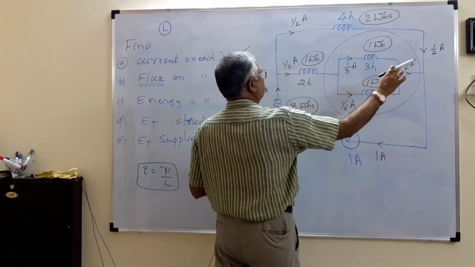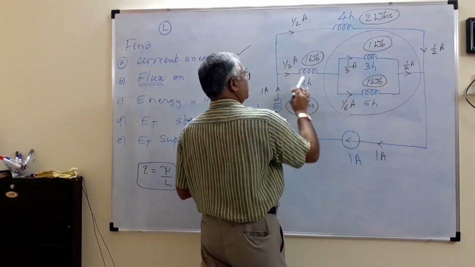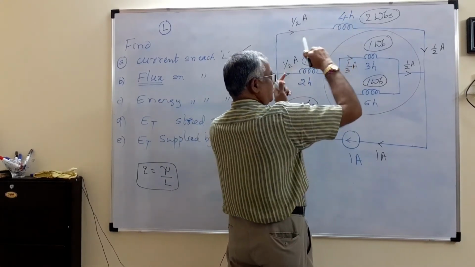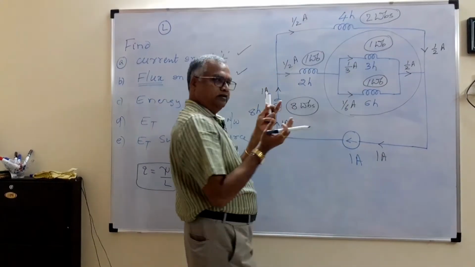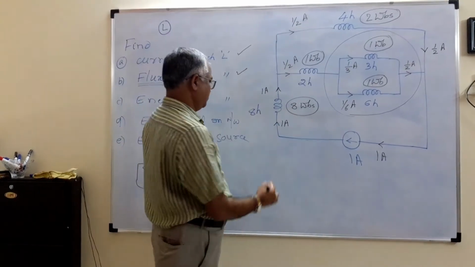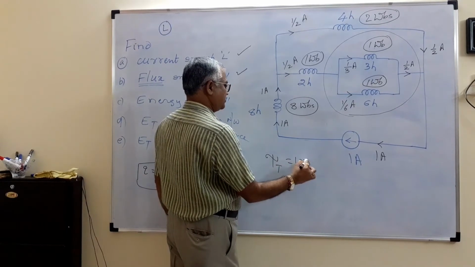Now in series current is the same but flux divides. 1 Weber becomes 2 Webers. And 2 Webers in parallel, so the total again remains the same, only 2 Webers. 2 Webers plus 8 becomes 10. So what is the total flux? It is 10 Webers.